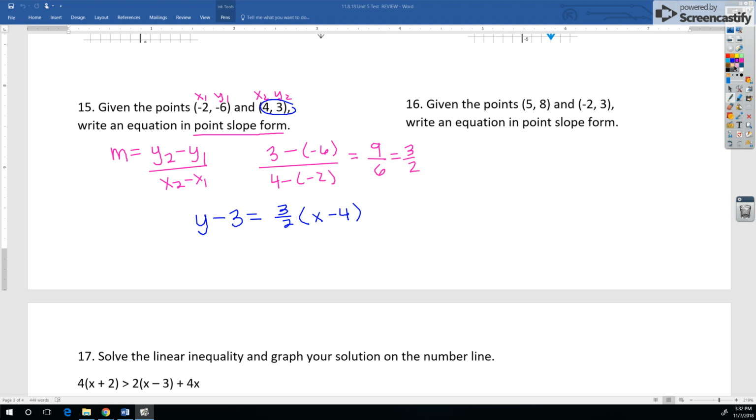So an alternative answer to this one, I could have used this point instead, and I would have had to do y minus negative 6, and then that same slope, and then x minus negative 2. I want to show you guys that these are the exact same thing. So let me go to a graph and show you why they're the same.